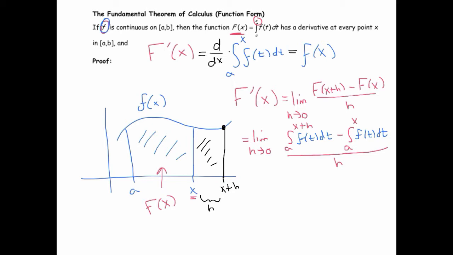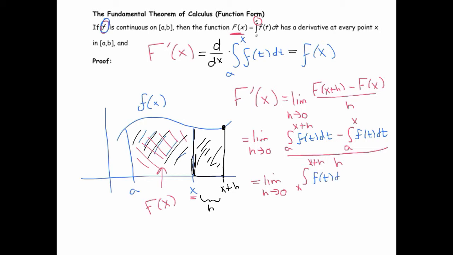Now, if you look carefully at those integrals, the one on the left is telling me to accumulate area from a all the way to x plus h, and then I'm going to subtract the integral from a to x, which is this. By property of integrals, that just leaves that region, which is the integral from x to x plus h. So I can write this as the limit as h goes to 0 of one integral, the one from x to x plus h, of f of t dt.